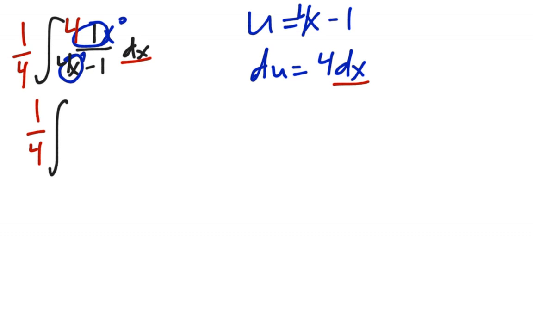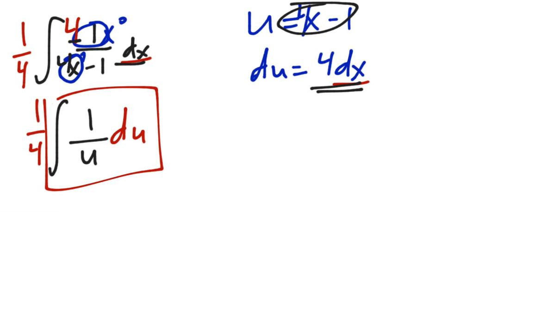I'll be integrating, and then the bottom piece is very nice because it just turns into the u. So I have blank over u. And then on the top I have a 4 and a dx, which is what I'm looking for in the du. And so I'll be having basically 1 over u du, and this is my basic integral. This is natural log of absolute value of u.